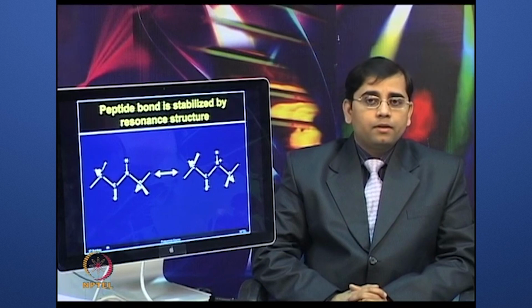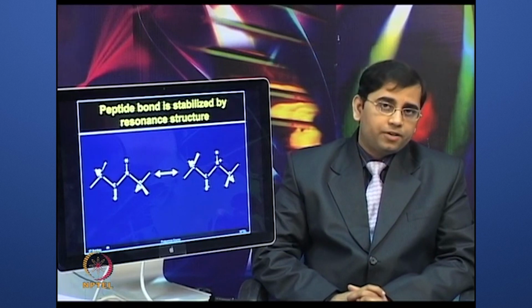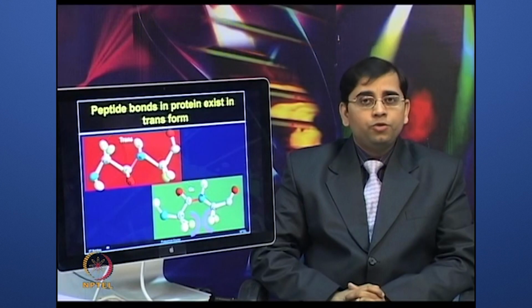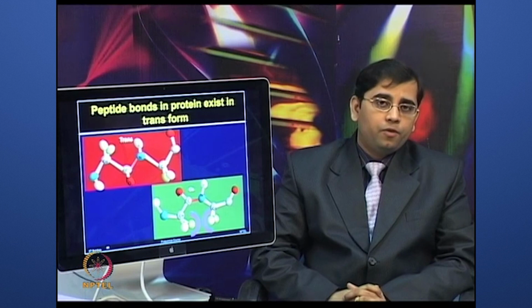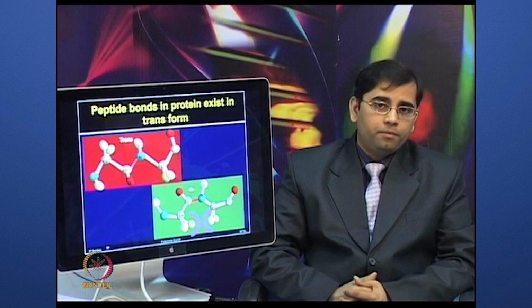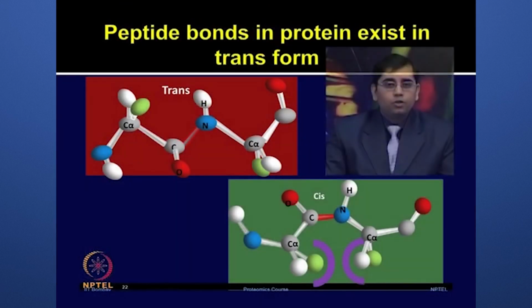Peptide bonds can be stabilized by the resonance structure. Peptide bond is rigid because of its partial double bond characters, which arises due to the resonance structures present in peptide bond. Now, there could be two forms, cis form and the trans form, but peptide bonds in protein exist in the trans form. If you see the top panel, the trans configuration, there are two C alpha on the opposite side of the peptide bonds.